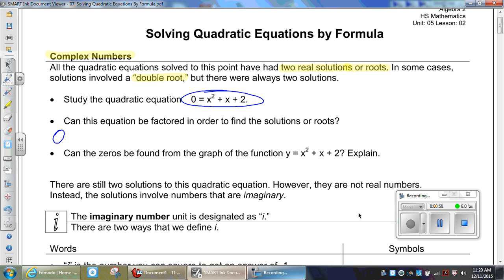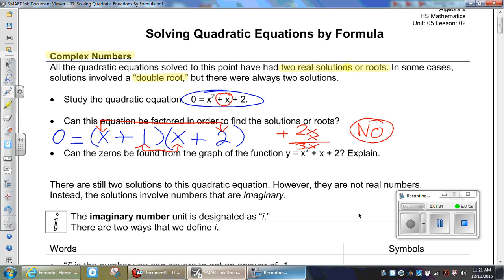Let's try to factor it. We will have x plus, and the factors of 2, with 2 being a prime number, are only 1 and 2. So we use those numbers, and then we check our work by multiplying the two quantities on the outside. 2 times x is 2x, and then on the inside, 1 times x is 1x. If we combine them, that gives us 3x, which is not the middle term that we needed. So we could say no, we cannot find the solutions by factoring.